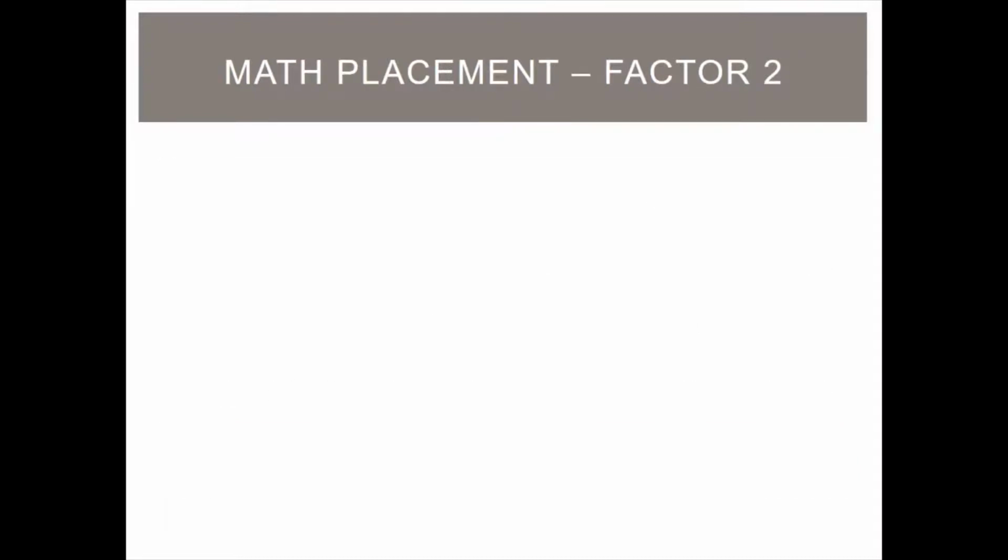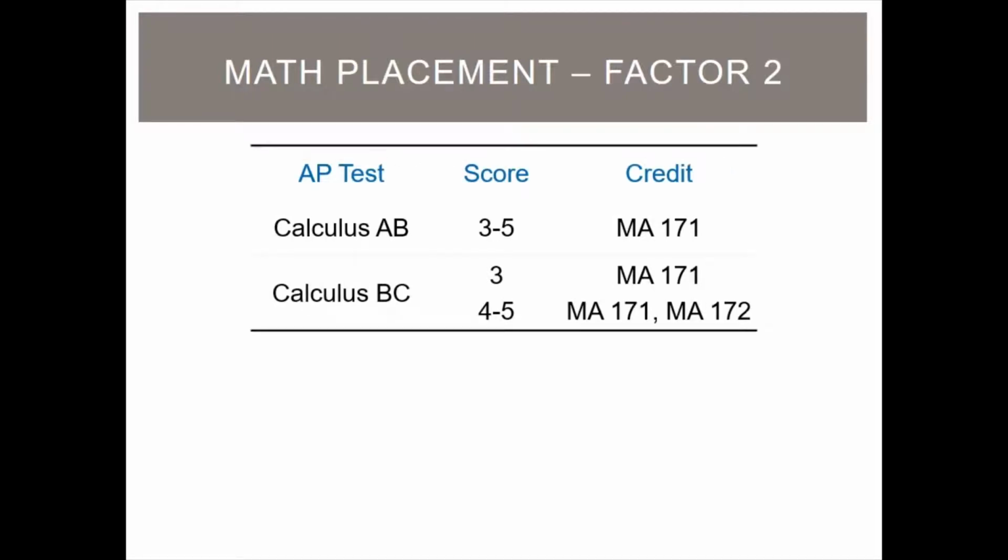Now let's talk about factor 2. If you are taking or have taken AP Calculus, you will need the following scores to earn credit and place into higher math courses. For the Calculus AB exam, you will need to earn a minimum score of 3, and you will receive credit for Calculus A and be placed into Calculus B for your first semester.